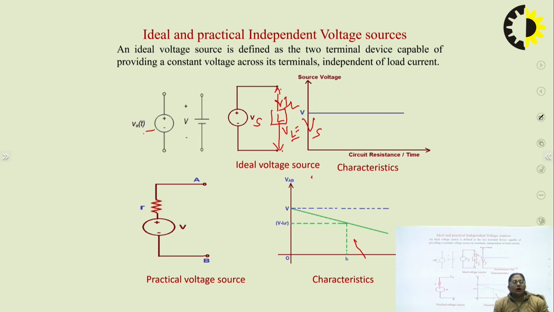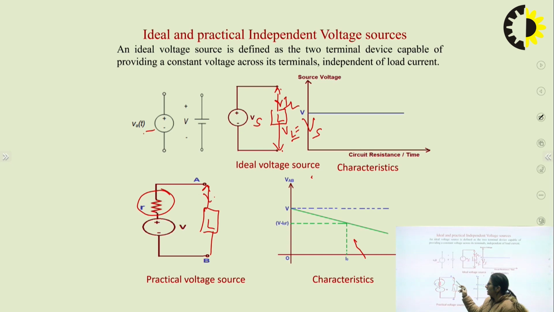Now, when it comes to a practical voltage source, what we are saying is that the terminal voltage should remain constant, but actually that is not happening in the practical case. In a practical voltage source, the terminal voltage does not remain constant, because a practical voltage source has a small internal resistance in series with the source. Because of this small resistance in series with the load, there will be a drop.